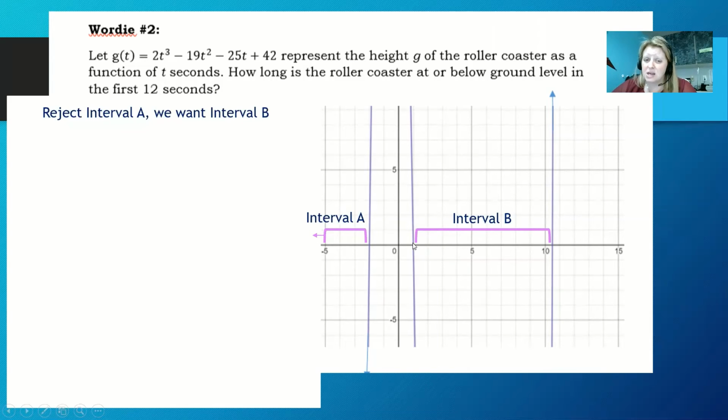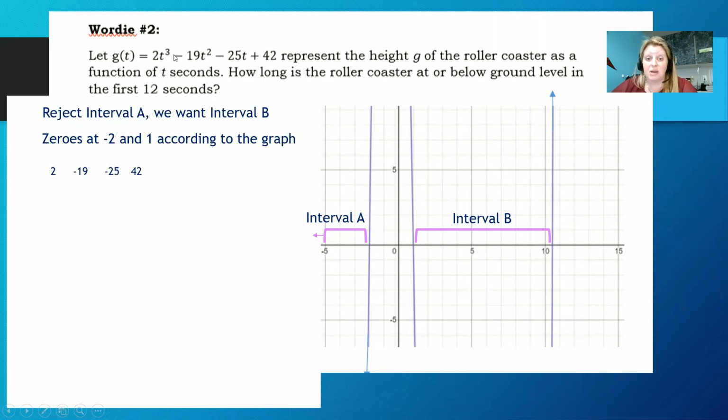Now I can see it looks like the roller coaster went underground at 1 second and it came back up a little after 10 seconds. I don't know what that is. Is it 10.3? Is it 10.5? 10.2? I don't know. So we're going to have to work to get that. We have zeros at -2 and +1, so we can use that to our advantage.